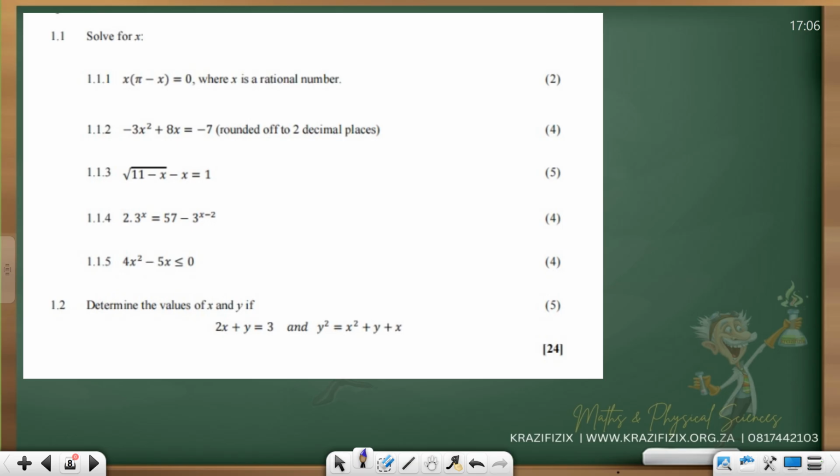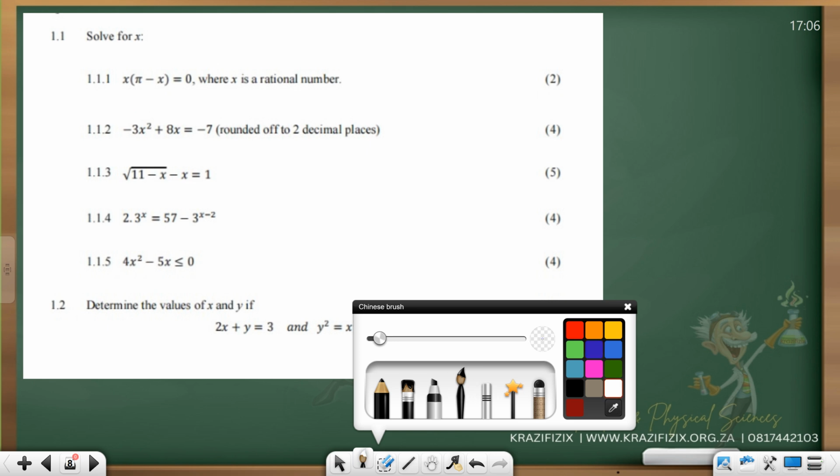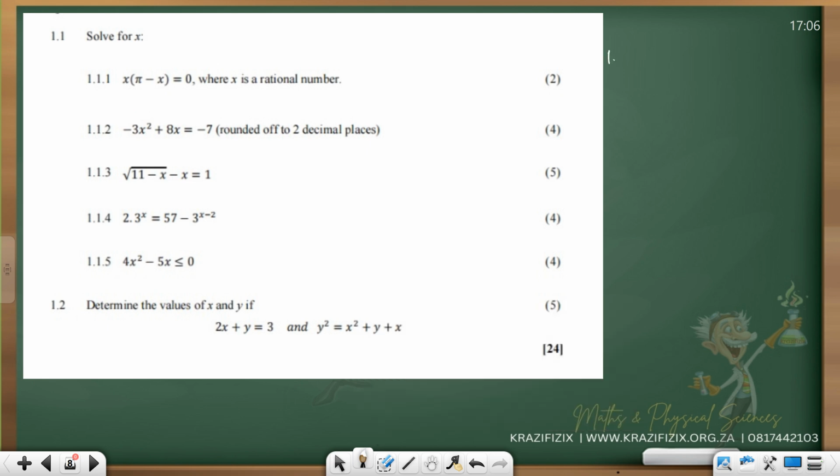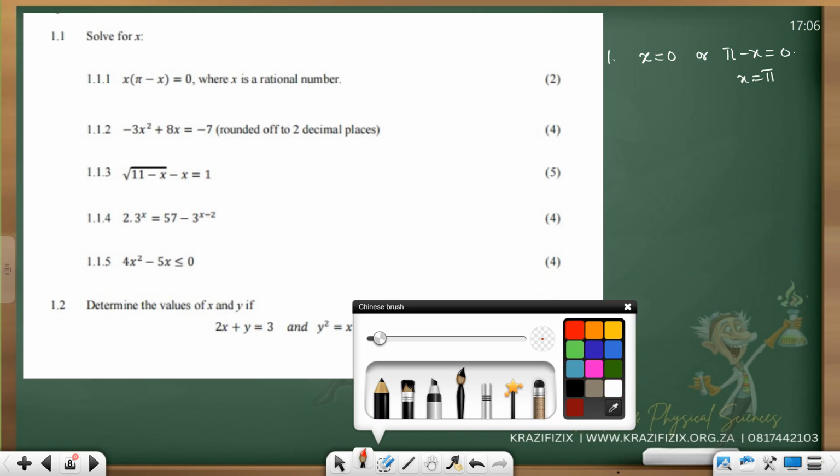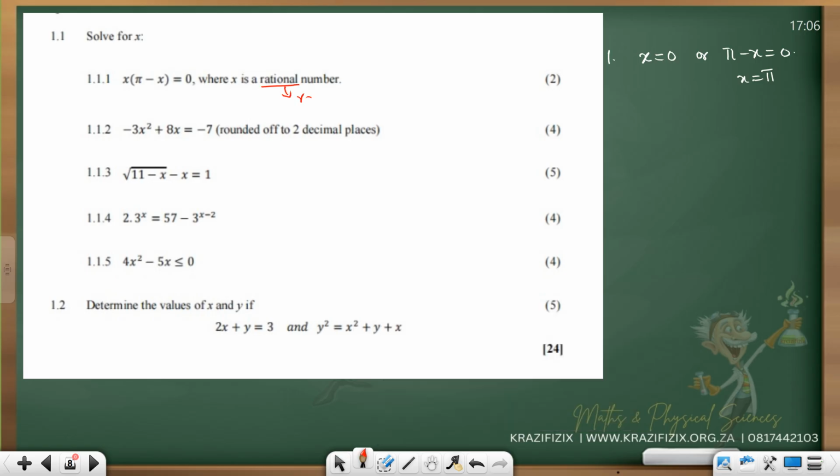These 24 marks must be very, very fun to get. You would mark number 1. x is equal to 0 or pi minus x, and x must be equal to pi. They said where x is a rational number. A rational number is a number that can be written as a ratio, and a ratio is a fraction.